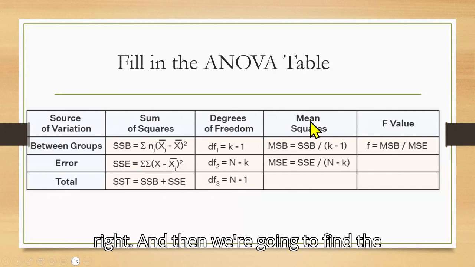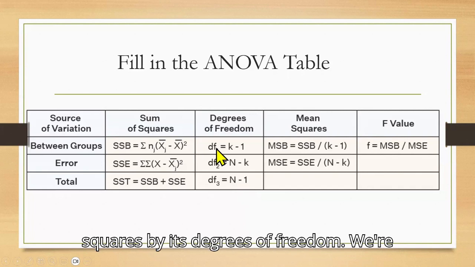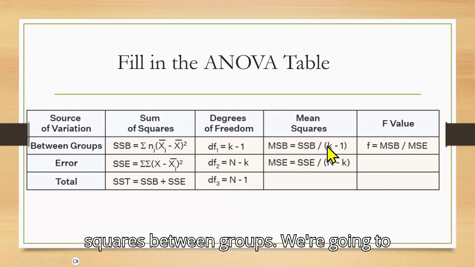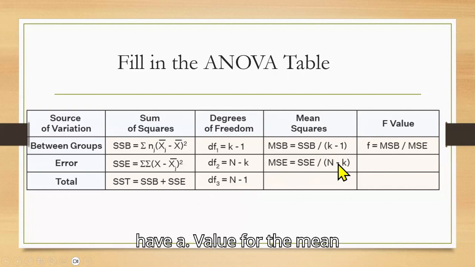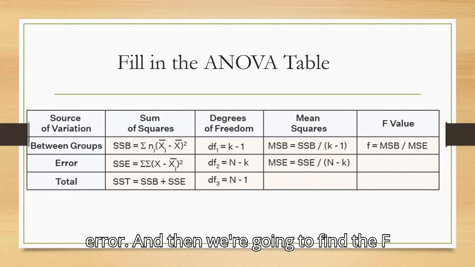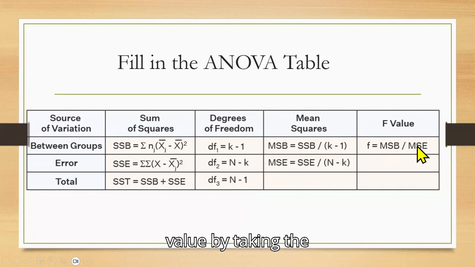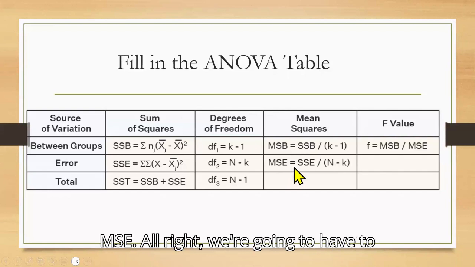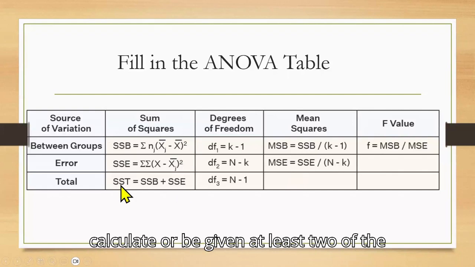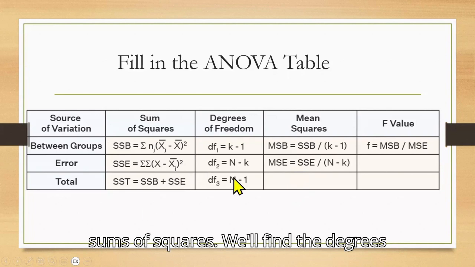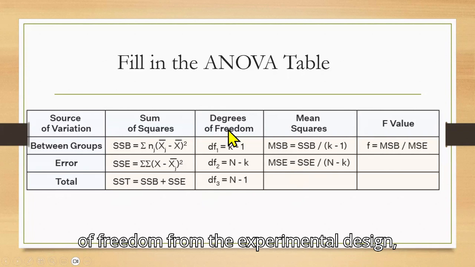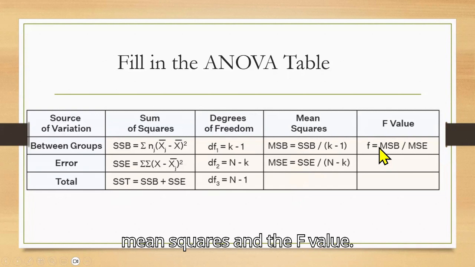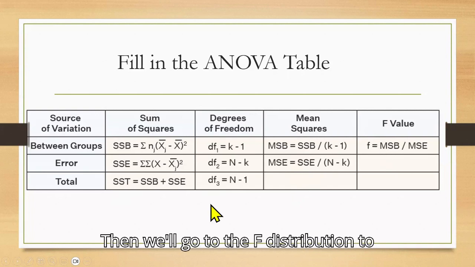All right, and then we're going to find the mean squares by dividing the sum of squares by its degrees of freedom. We're going to have a value for the mean squares between groups. We're going to have a value for the mean squares within groups, also called error. And then we're going to find the F value by taking the MSB, in this example, divided by the MSE. All right, we're going to have to calculate or be given at least 2 of the sums of squares. We'll find the degrees of freedom from the experimental design. And once we have those, we calculate the mean squares and the F value. Then we'll go to the F distribution to find the P value.